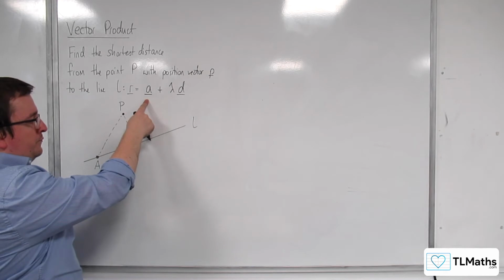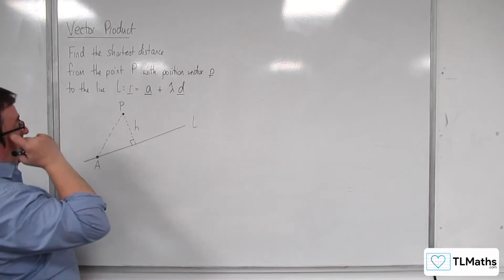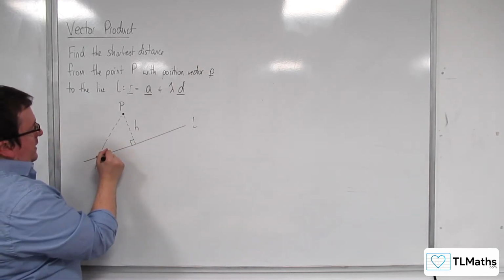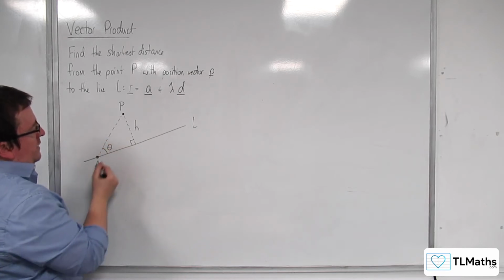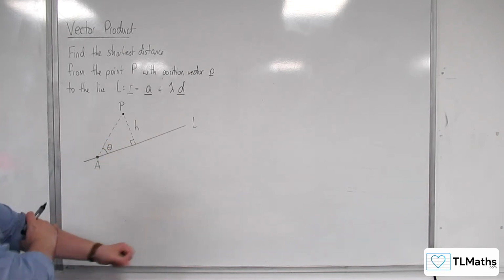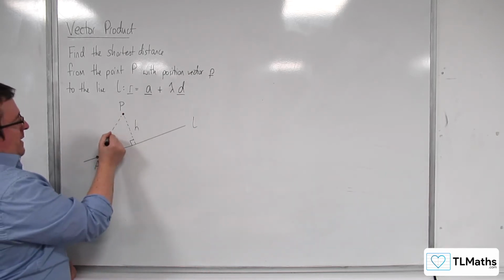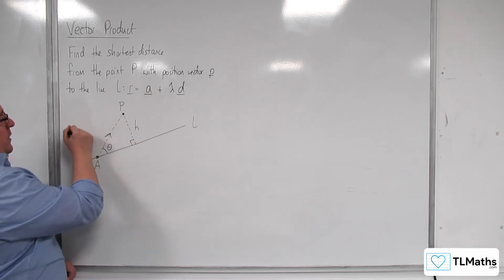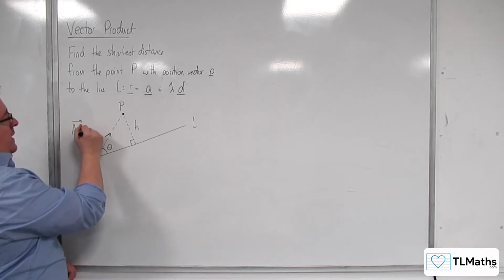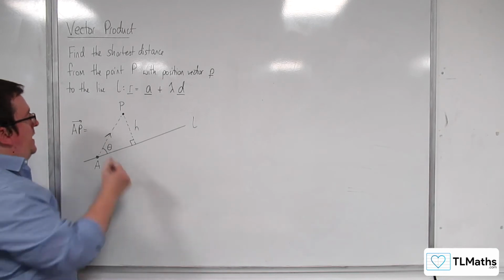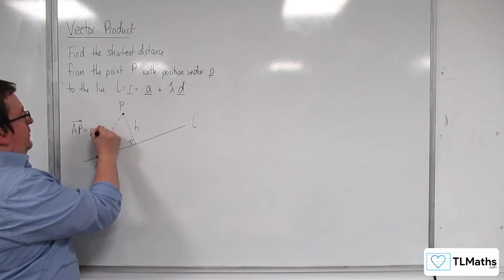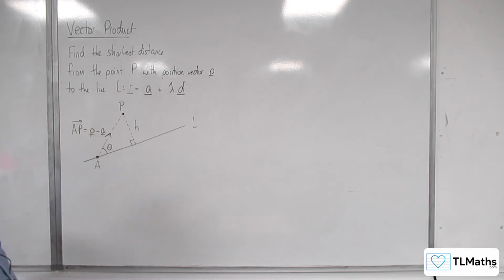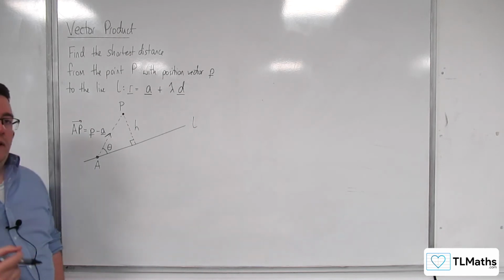So, the idea here is that here's our angle theta, so it's making an angle theta with the line, and this vector from A to P, so A to P is equal to OP minus OA, which is P minus A. So that's going to be my setup.